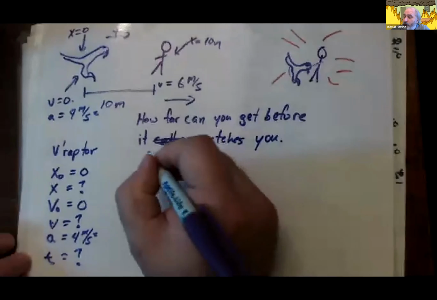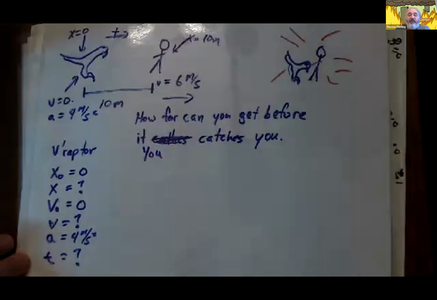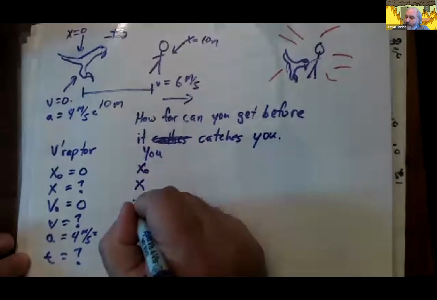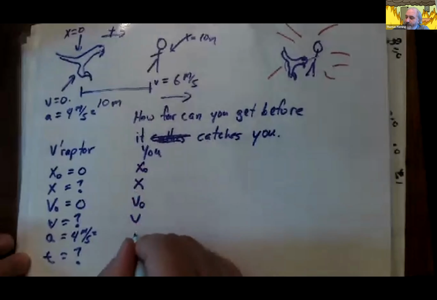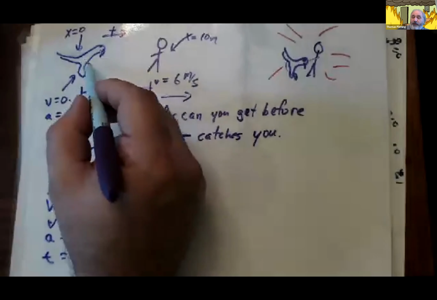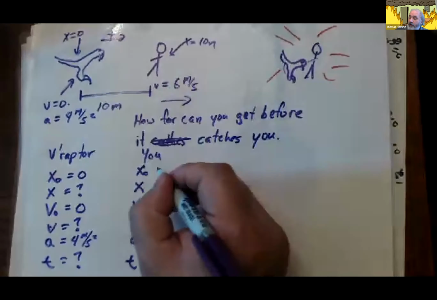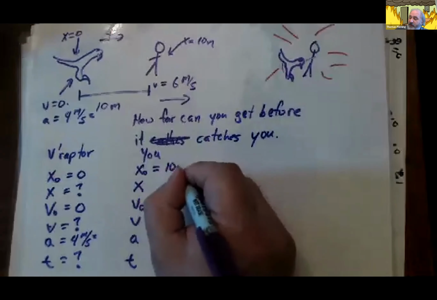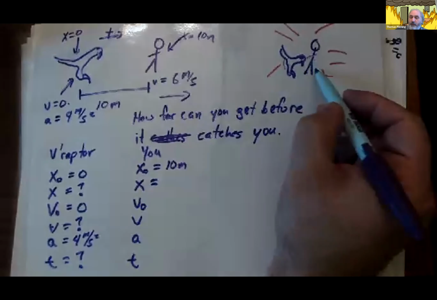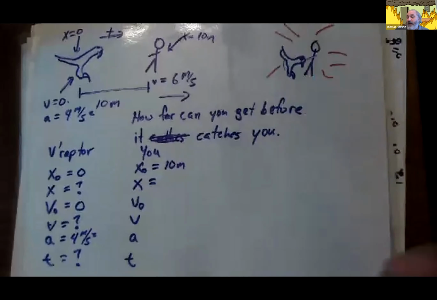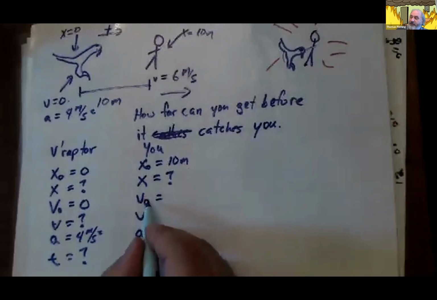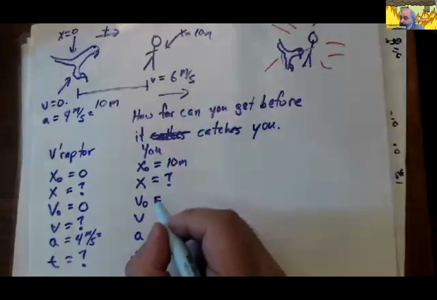Now, what about you? I could do something similar with you. Find your starting position, your ending position, your starting velocity, your ending velocity, your acceleration, and the time that elapses. Now, if this is x equals 0 over here, you're starting 10 meters ahead of that. So your starting position is going to be x equals 10 meters. X final is going to be wherever you are when the Velociraptor finally catches up with you. I don't know where that is. Now, your starting velocity, we said, was 6 meters per second.